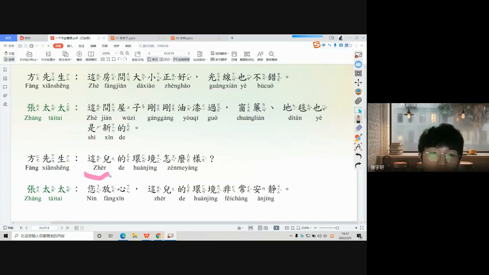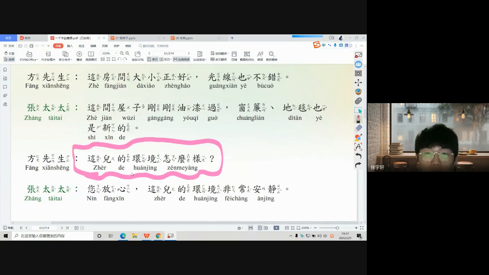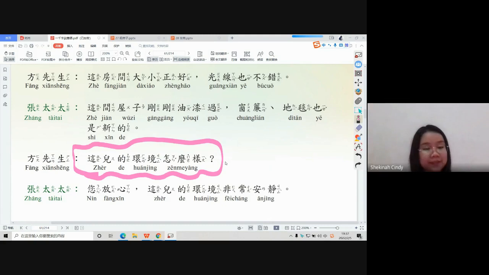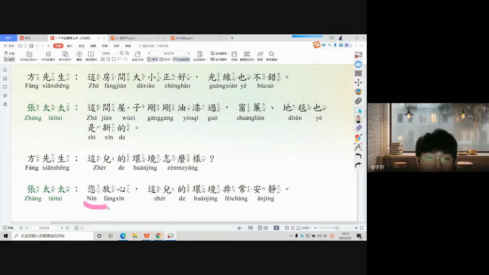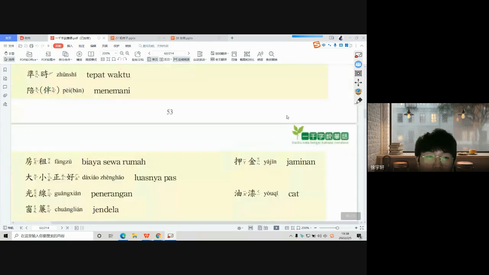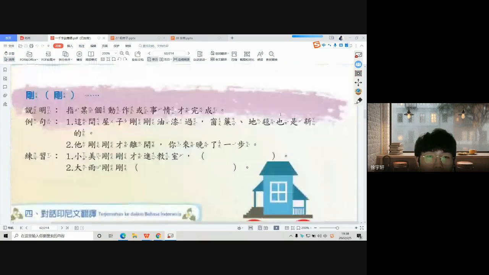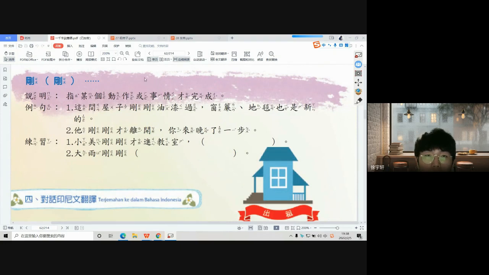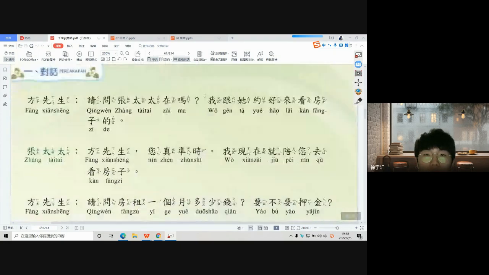So 这儿的环境怎么样? Do you have some questions about this sentence? No. Okay. So this one. 您放心，这儿的环境非常安静。Do you have some questions about this sentence? What's this? Like silent, calm, serene. Yes, that's correct and that's perfect. And 刚刚 means you just did something, some movement or things. So can you understand the whole text now?